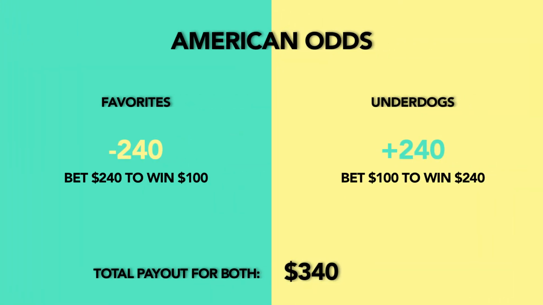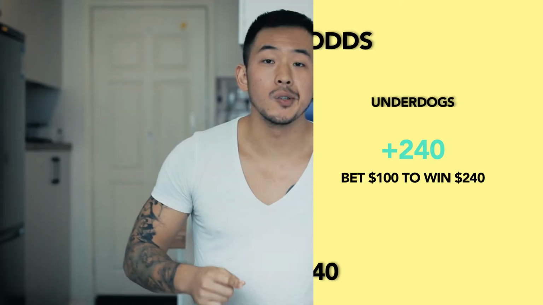Lines are essentially the price that you are paying in order to bet. In American odds, you're only gonna see a plus or minus sign in front of a number, which is usually in the hundreds. So if you see a number like plus 240, it means that you have to bet $100 in order to win $240. But you also get your $100 back when you win, so you get a total payout of $340.